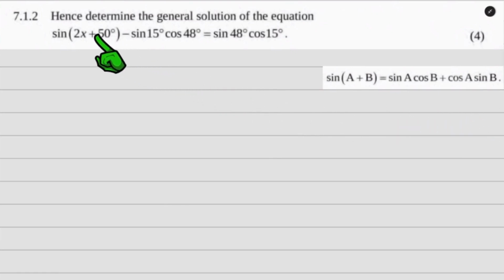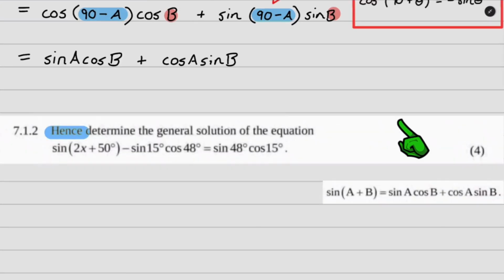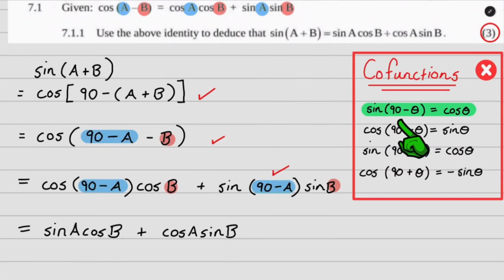7.1.2 starts off with this word hence. Hence is very important in maths. It's very crucial that you know what that means. So to put it in layman's terms, hence means use your previous answer or use the previous question to help you with this question. So my eyes start looking up at the previous question when I see the word hence.